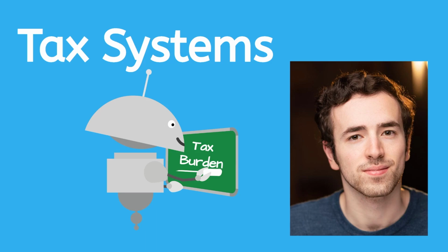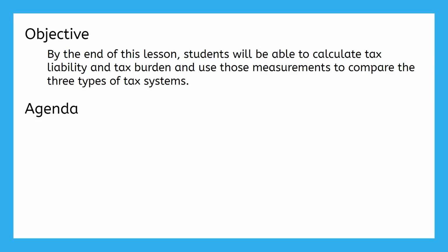Now that you understand what taxes are and why they exist, we can focus more on how they're going to directly impact your life as a working adult. In this lesson, you'll learn about the different types of tax systems and which system we use in the United States. By the end of this lesson, you will be able to calculate tax liability and tax burden and use those measurements to compare the three types of tax systems.